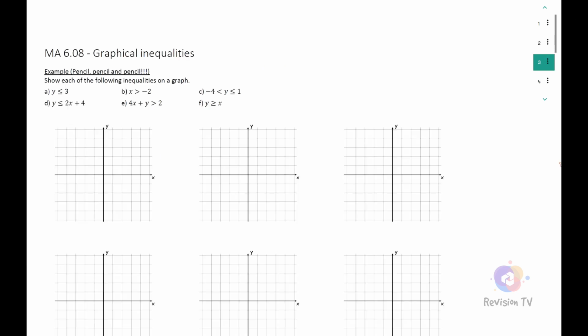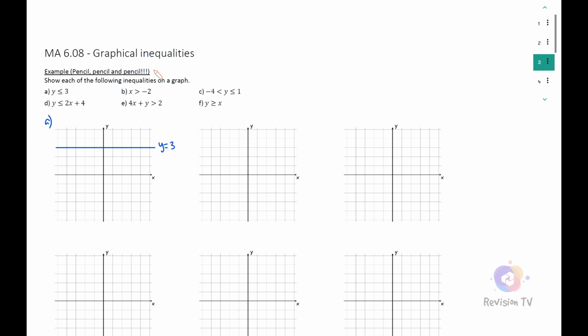Okay. Question A, please use a pencil for the following example. Show each of the following inequalities on a graph. So question A, we're going to just do question A on this graph. y less than or equal to 3. So first, we're going to treat it like y equals 3. Now, do not put the numbers in there because you can easily do it yourself. 1, 2, 3. So let's say 3 is here. So we'll draw a line y equals 3. So this is the line y equals 3.